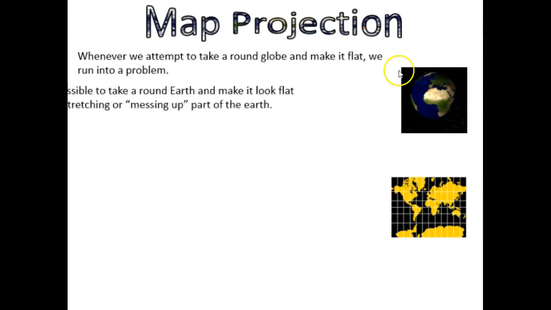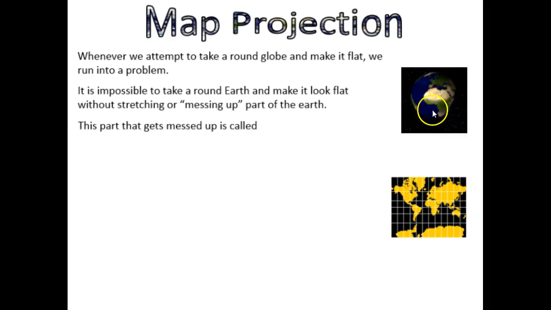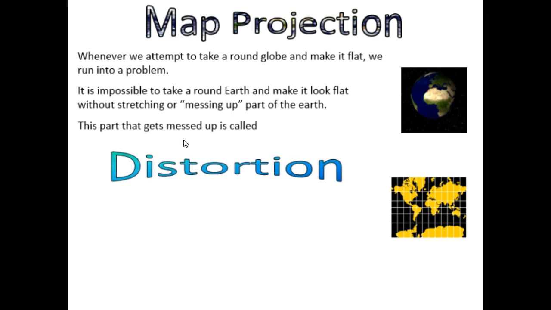Okay, map projections. Obviously, we know that the world is round, it's three-dimensional, so how are we going to transfer this information onto a flat surface like a paper? Well, it's very difficult. It's impossible to take a round Earth and make it look flat without stretching it or messing up part of the Earth. And so when we transfer this information into a flat surface like you see right here, what happens as a result is that our viewing of it gets messed up, and this messed up part is called distortion.